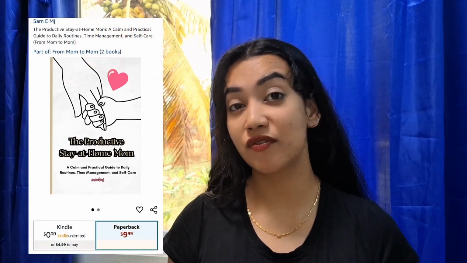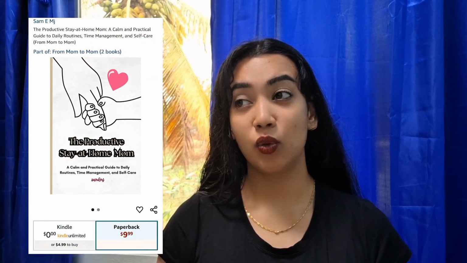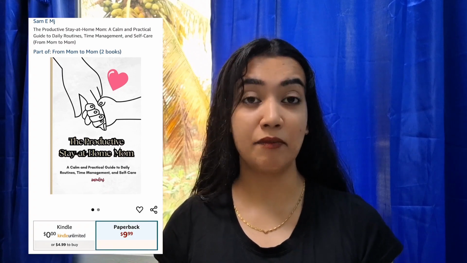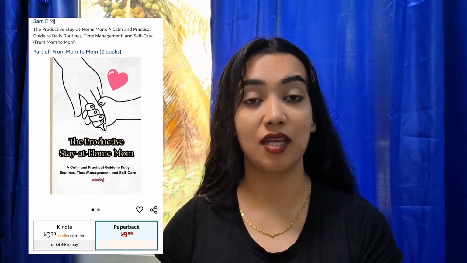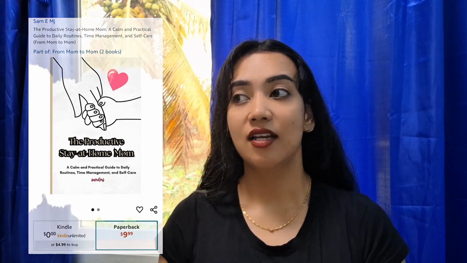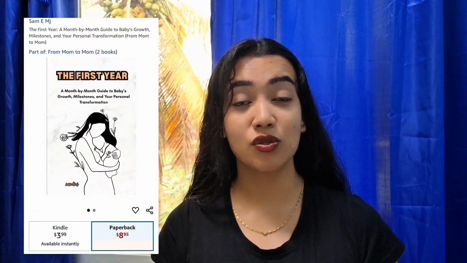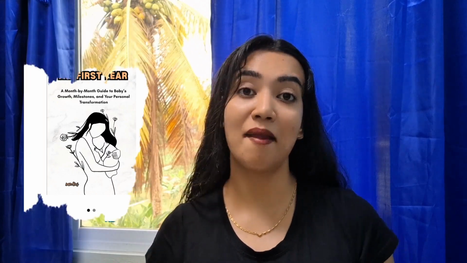The 2 books are centered around motherhood and childcare, so to say. The first one is The Productive Stay-at-Home Mom, and it's not really a guide, but a motivational book where you as a stay-at-home mom can find time for yourself despite being at home with your infant or toddler constantly. And the second is titled The First Year. This goes through the milestones and changes for both baby and mom in the first year of baby's life.